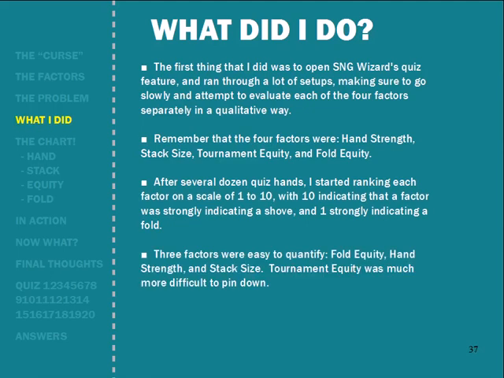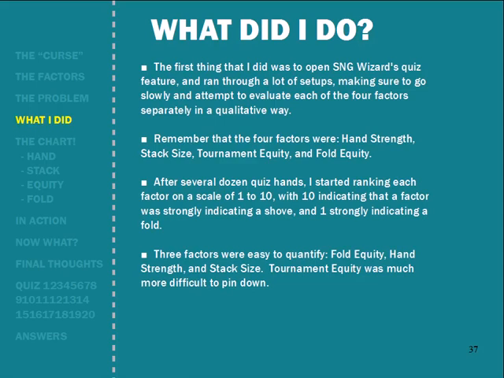Fold equity, in the Sit and Go Wiz quiz, is just right out in front of you, in an actual number. Hand strength was pretty easy to quantify. If you have pocket tens, you have a strong hand. If you have 2-3 offsuit, you have a weak hand.